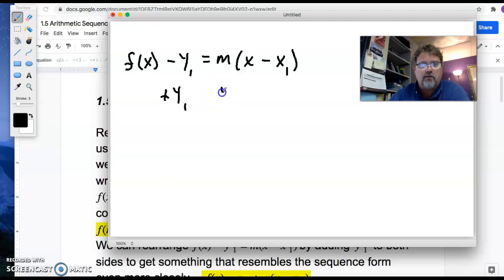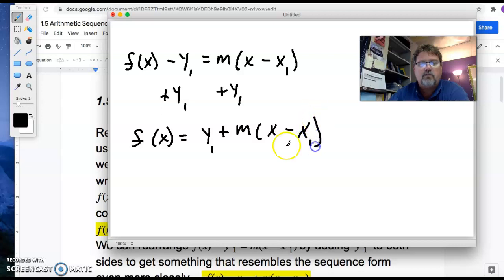We'll add y1 over here. Remember, we can do that as long as we add the same thing to both sides of an equation. It'll remain a true statement. So I'm going to put this as y1 plus m times x minus x1. Now, here's what I wanted to show you.